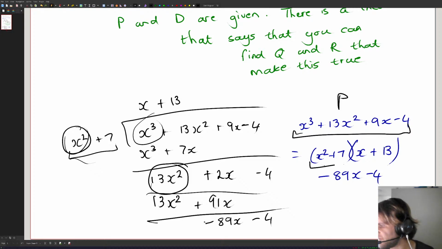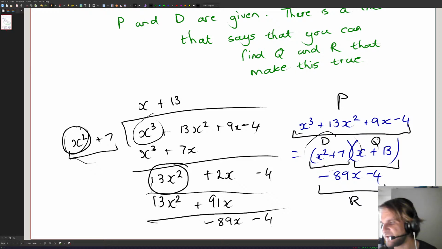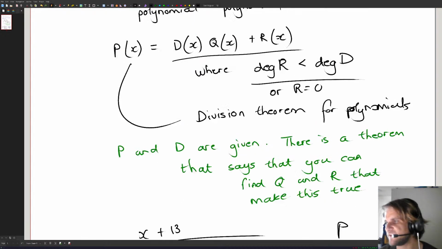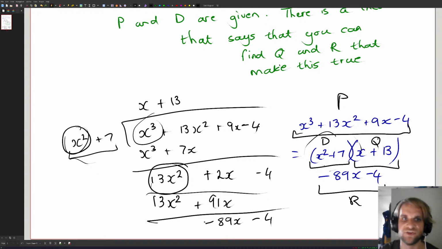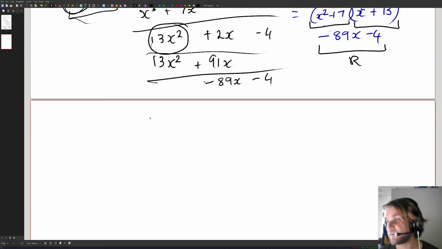This is the thing we're dividing by, the d. This is now the quotient that we get. And this is the remainder, which has a smaller degree than what we're dividing by. So we were dividing by something quadratic, and the remainder is then going to have degree 1. It's going to be something linear. And basically the reason this theorem is true is because you can do polynomial long division. You can always make this initial term match up by multiplying by something appropriate.